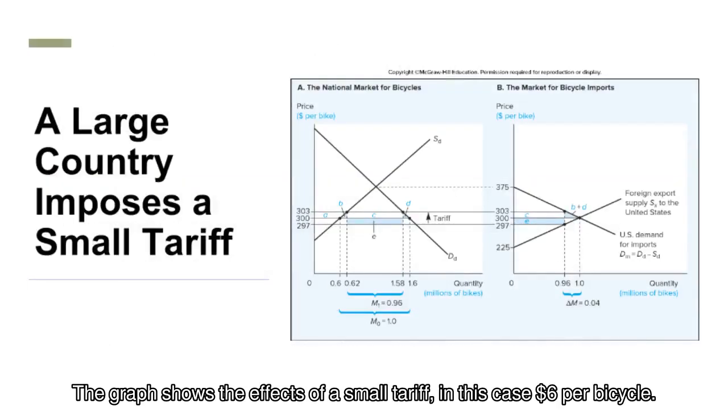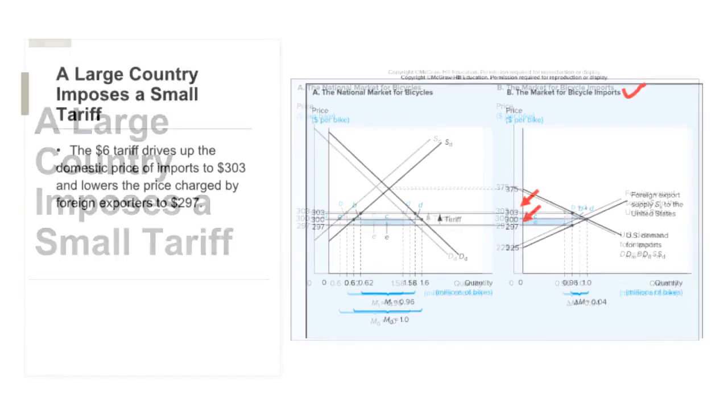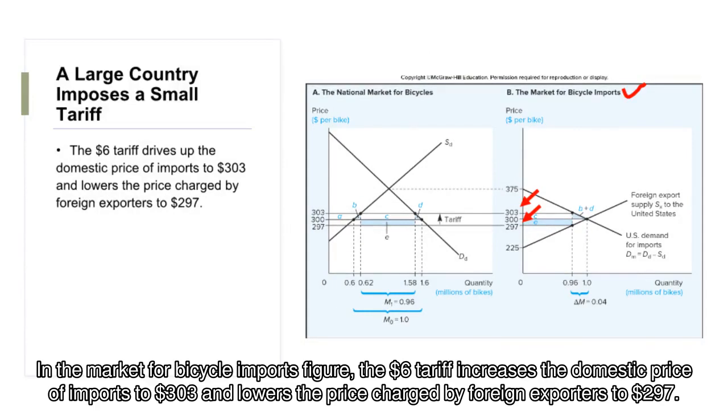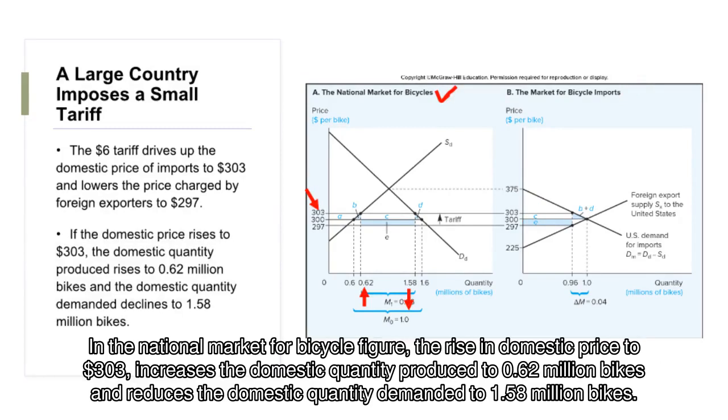The graph shows the effects of a small tariff, in this case $6 per bicycle. In the market for bicycle imports figure, the $6 tariff increases the domestic price of imports to $303 and lowers the price charged by foreign exporters to $297. In the national market for bicycles figure, the rise in domestic price to $303 increases the domestic quantity produced to 0.62 million bikes and reduces the domestic quantity demanded to 1.58 million bikes.